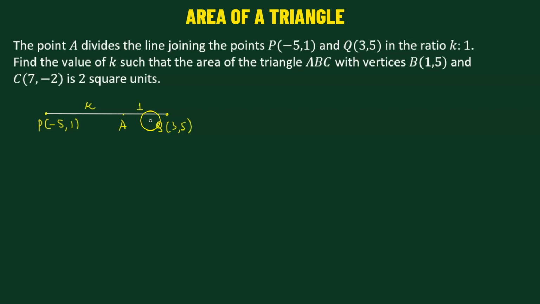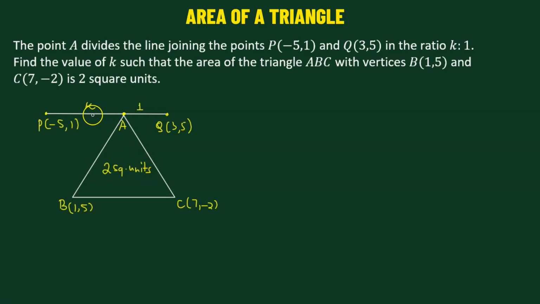Fine. Now, this is one piece of information that's given to us. We need to find out the value of K. The other part of the information is that we have a triangle ABC. That means one of the vertices of the triangle is going to be at A. So here we have the triangle ABC. The coordinates of B are 1, 5, and the coordinates of C are 7, -2. And we have one more piece of information: the area of this particular triangle is 2 square units. So using all this information, we need to find out the value of K.